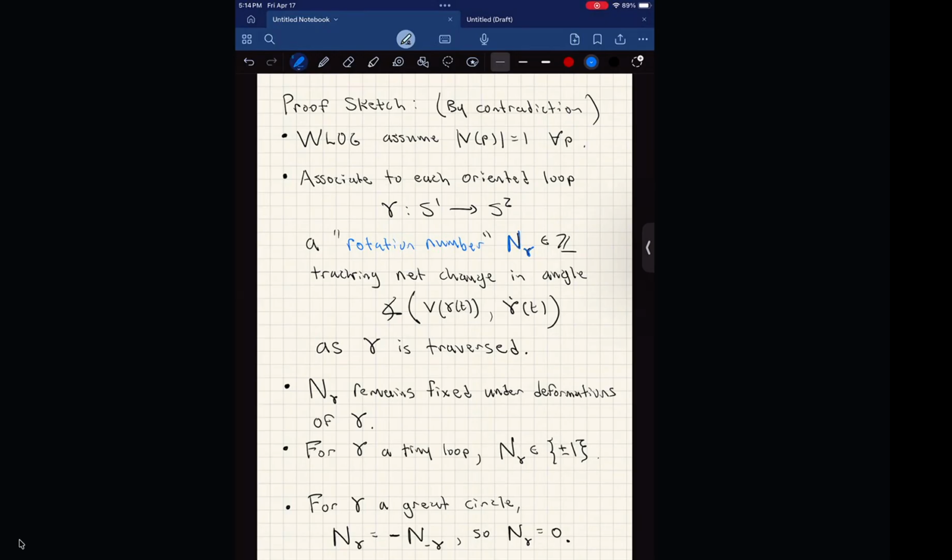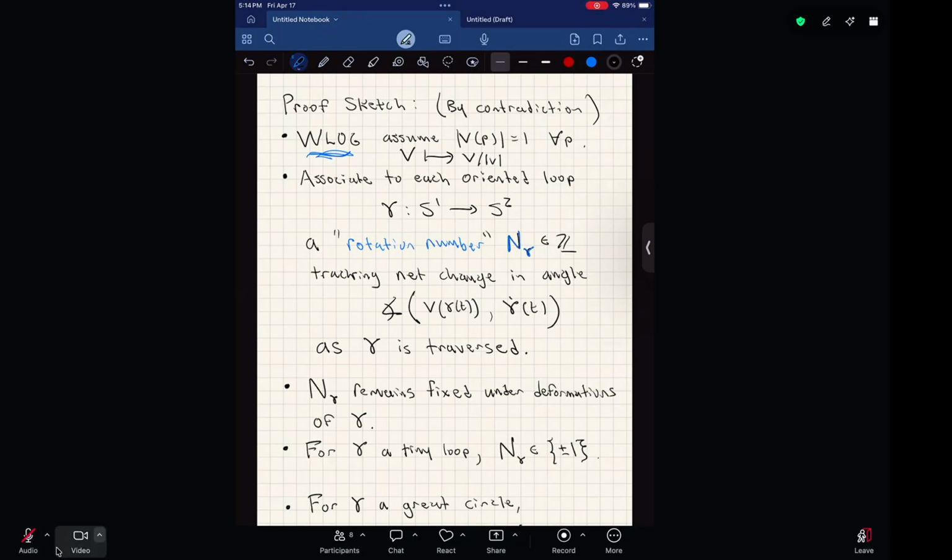So the proof is by contradiction. And the first step, without loss of generality, we're going to assume that our vector field has unit length everywhere. If our vector field didn't have unit length, I could replace the vector field with the vector field divided by its length at any point. And then I'd have a unit vector field. So this is just a matter of convenience.